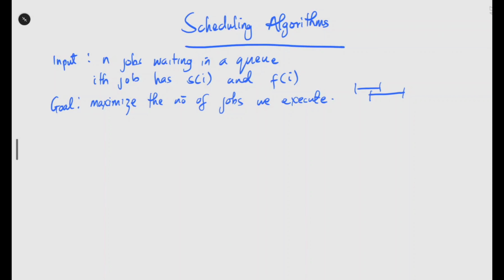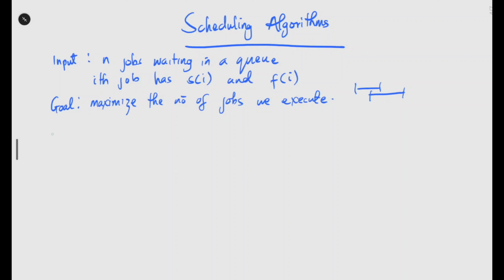So I think this is something to think about. If you can, pause this video for about 45 seconds to 1 minute. Think about it. If you have n jobs, each job has a starting time and also a finishing time, and your goal is to maximize the number of jobs you execute, in such a way that they do not overlap. How would you schedule these jobs? So think about it, pause, think about it, and come back.